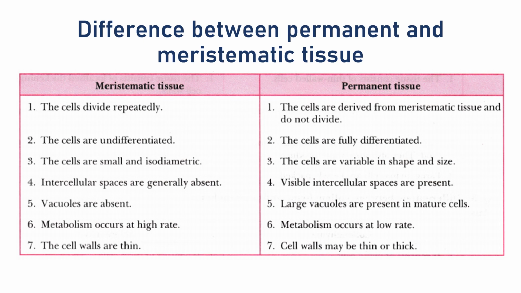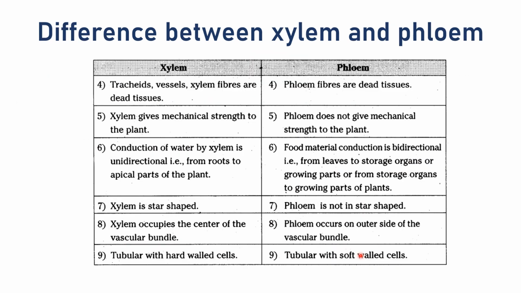Now let's see the difference between xylem and phloem. Xylem, as we have studied, what are the different cells present in xylem? Because they are complex tissues, they are definitely made up of different types of cells: tracheids, vessels, xylem fibers, which are dead tissue, and xylem parenchyma is also there.